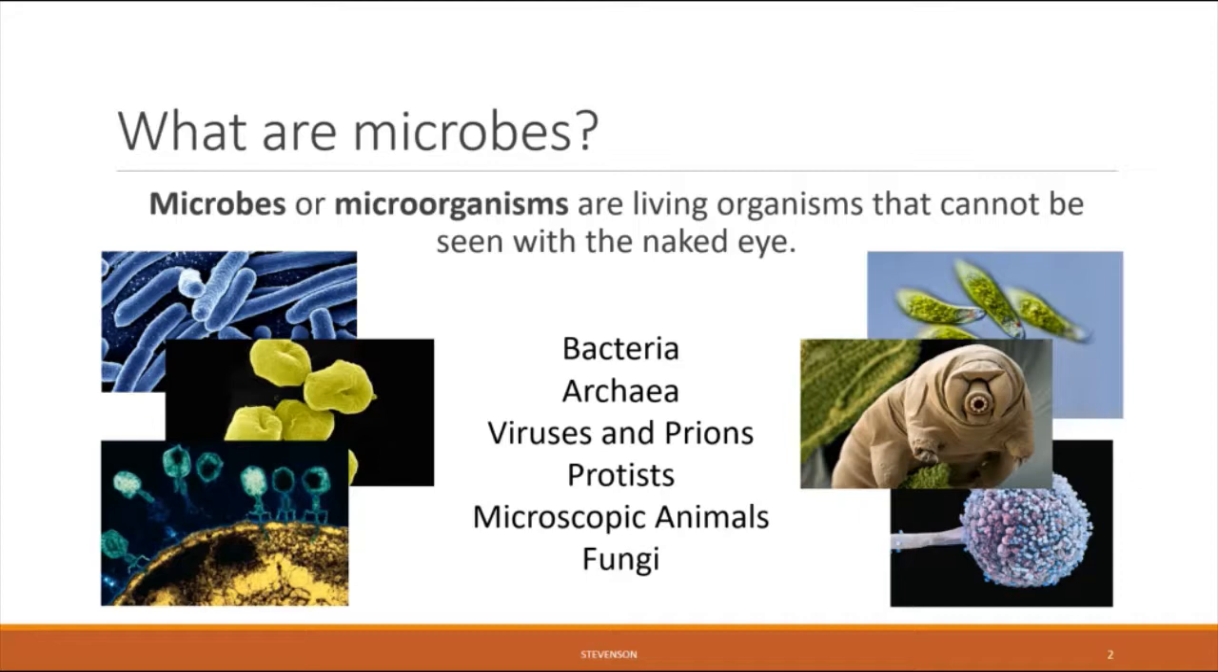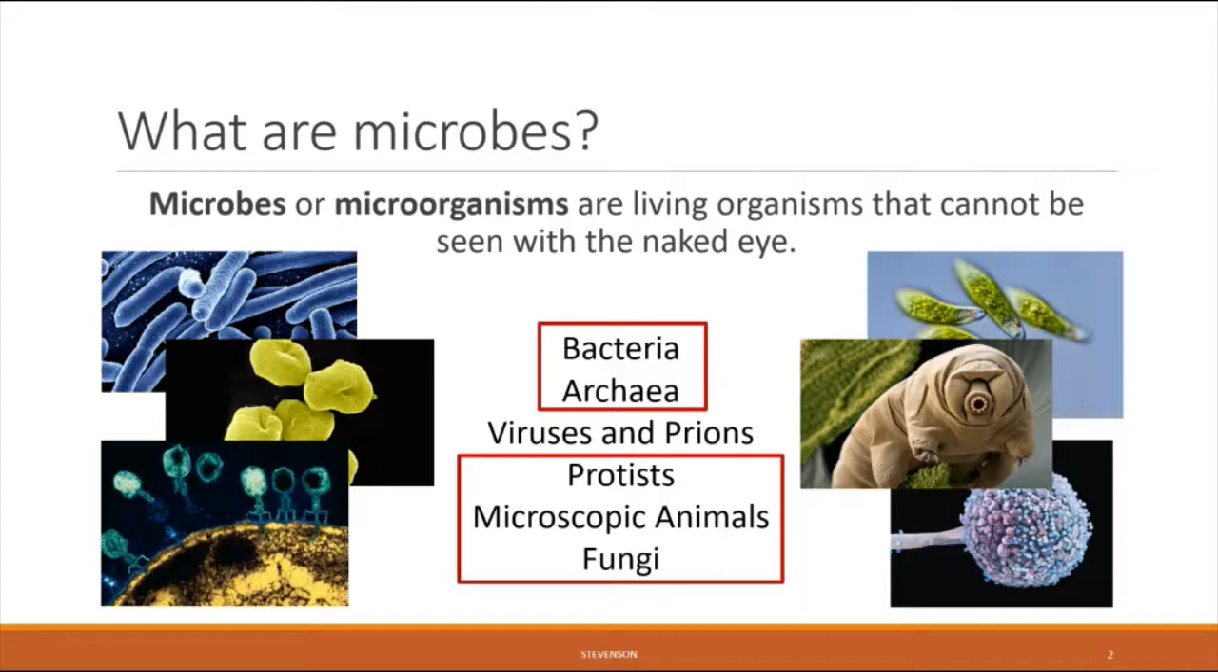well. One thing to keep in mind is that some of these organisms here, particularly bacteria and archaea, are made of prokaryotic cells, while others, the protists, microscopic animals, and fungi, are made of eukaryotic cells. Viruses and prions are made of neither type of cell because they're not made of cells at all, as we will see soon. So we're going to divide these different categories of microbes into two groups, the prokaryotic ones, which are bacteria and archaea, and the eukaryotic ones, which are protists, microscopic animals, and fungi.